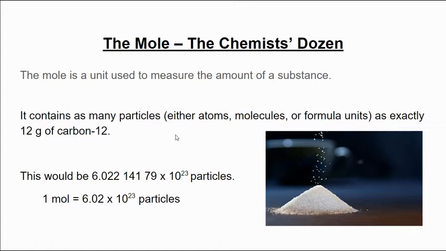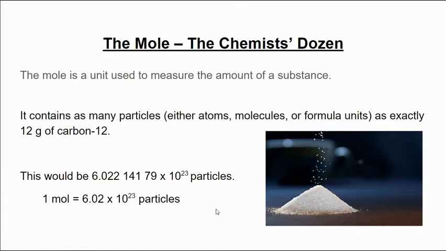Our working definition of the mole is the number of particles that can be found in exactly 12 grams of the isotope carbon-12. If I had a 12 gram sample of carbon-12, this would be counted as 6.022141179 times 10 to the 23 particles. It's a really, really big number. So a mole of something is 6.02 times 10 to the 23 particles.